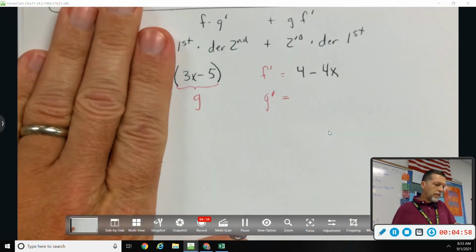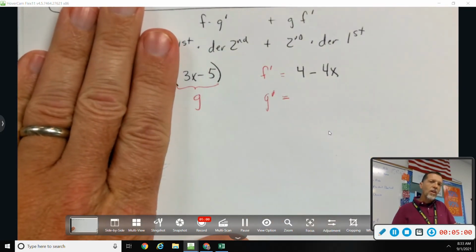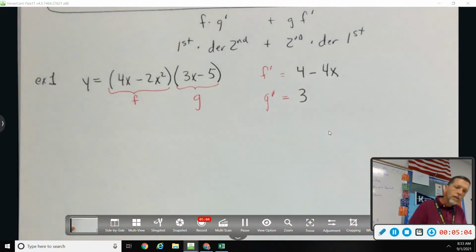Mark, how about the derivative of g? So just looking at 3x minus 5, what's the derivative of 3x minus 5? 3. All right, now we're ready to put it together.